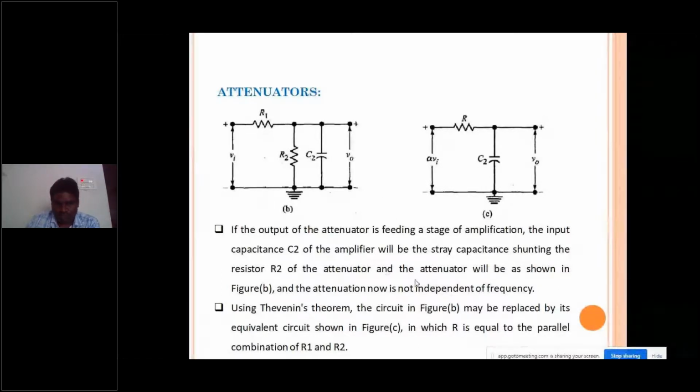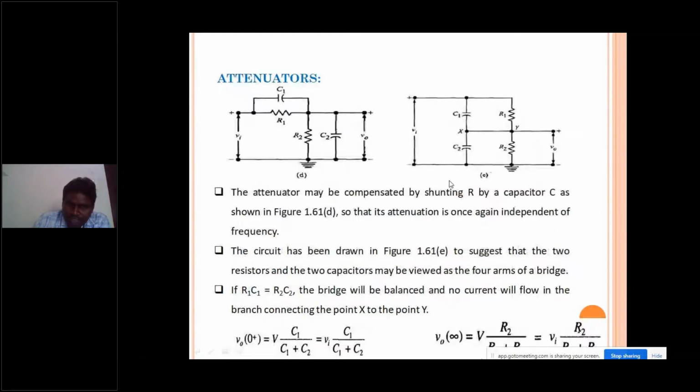So the effect of this C2, 100% exists in the circuit, which we need to reduce. In order to reduce this, we need to compensate this capacitor C2 by shunting another capacitance across it. I'm representing the equivalent resistance of R1 and R2 as R, and I'm just representing C2 like this in this circuit. If I want to compensate this circuit, I'm shunting, connecting a capacitance C1 across R1 in order to compensate the effect of C2.